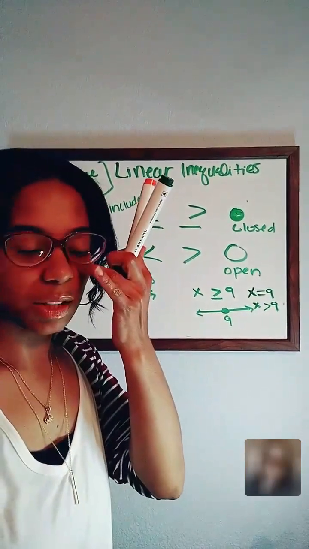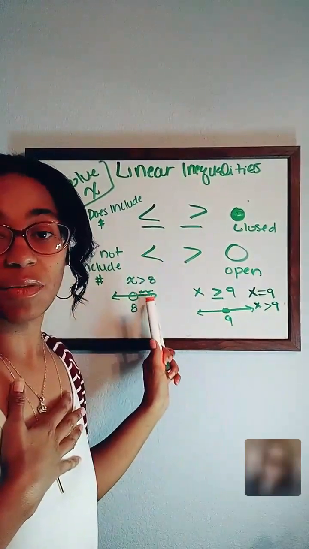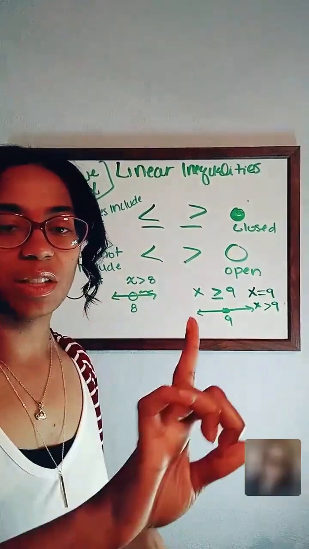No, we don't always start with the number on the left. You don't have to. I personally would always put my X on the left for these because if not, you may not read the inequality correctly.